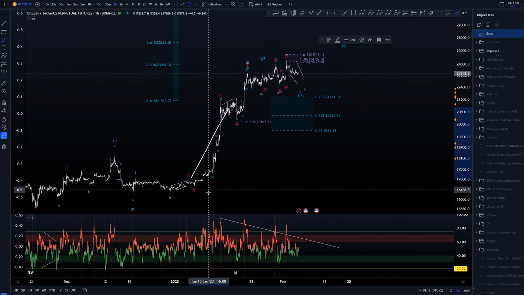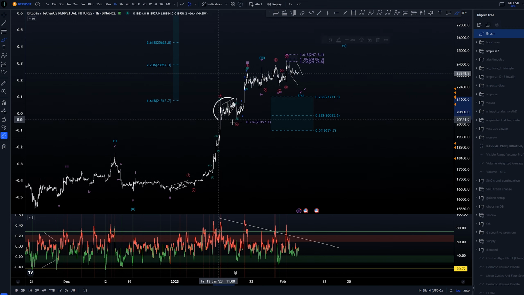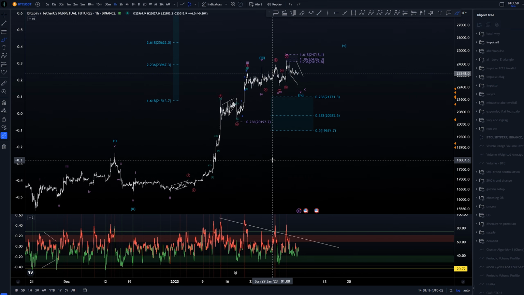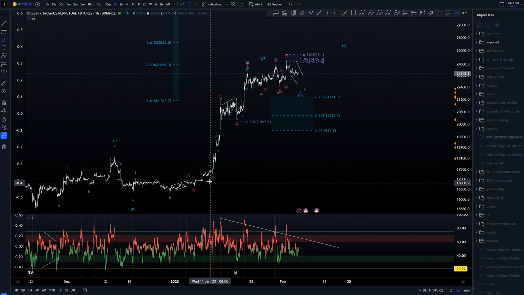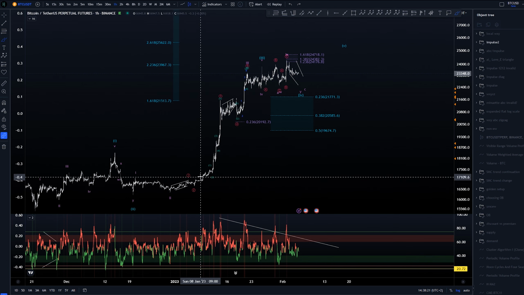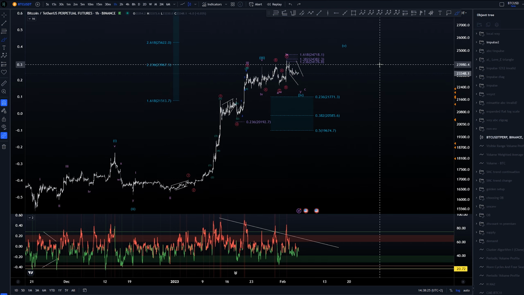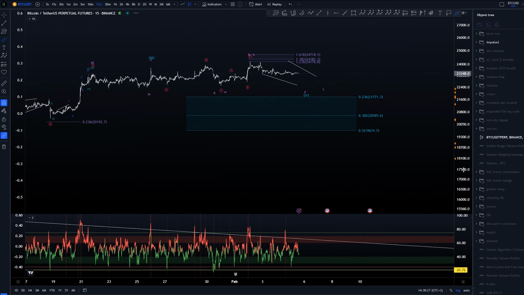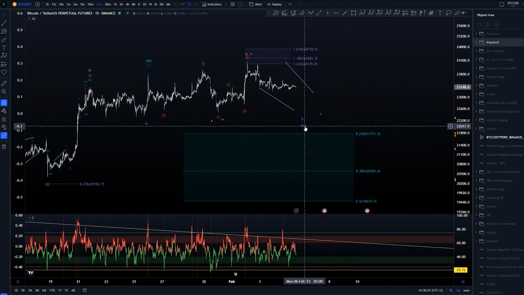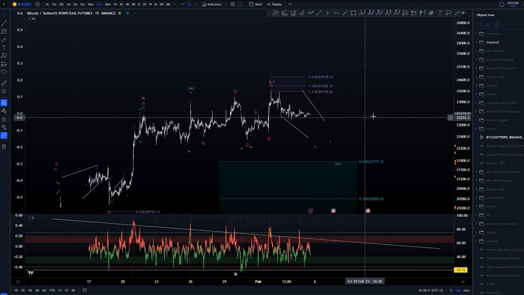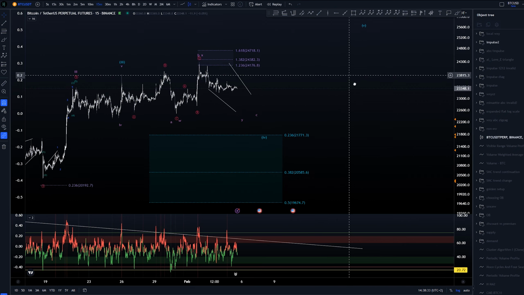Again, I do realize that these two corrections here don't really have symmetry between them. They're not similar in size, in time, or in price, and they do kind of look off. But that's the way I have it at the moment, and the overall expectation is that we're still looking for that wave 4 of minuet count and then one more high overall.